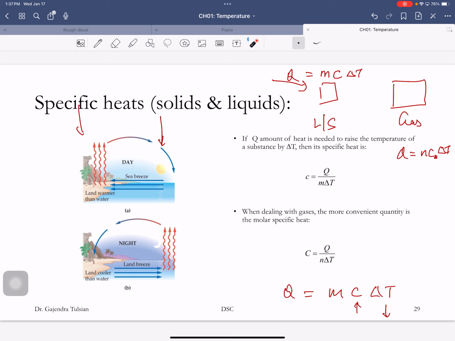At night, what happens is the heat content of the land is less. It cools much faster. The water is still warmer. And now this air rises. And the pressure here is higher. The pressure there is lower. And so you have a breeze this way.